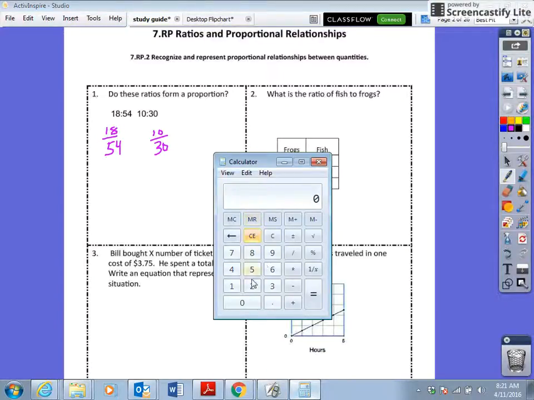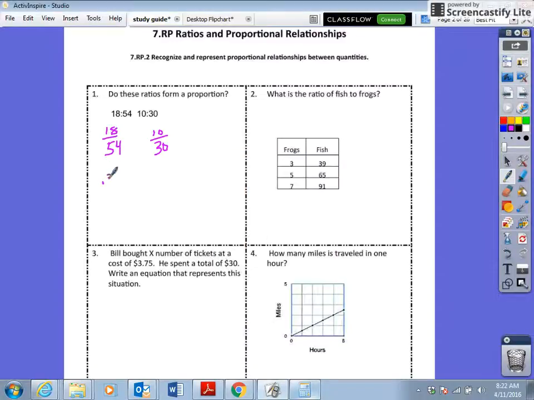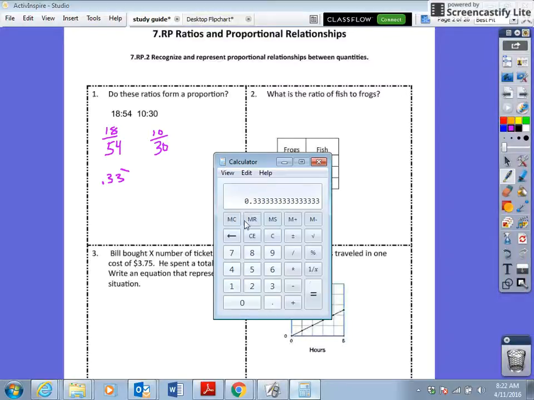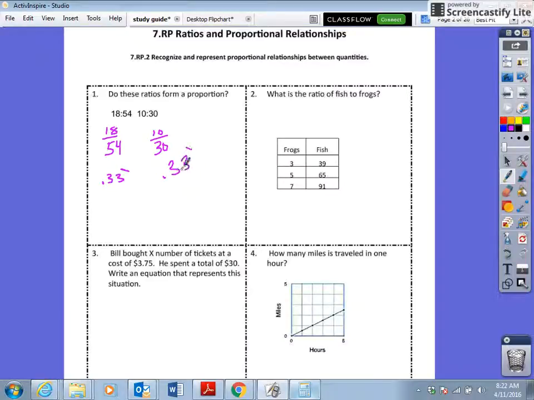18, clear. 18 divided by 54 equals 0.3333333. So 0.333 repeating, okay? Let's do this one. And 10 divided by 30. Remember, I didn't do 30 divided by 10. 10 divided by 30 equals 0.3333333. So these are a proportion because they equal the same.